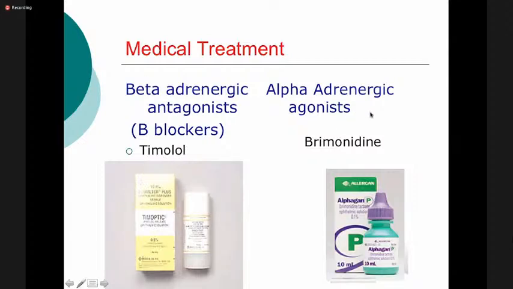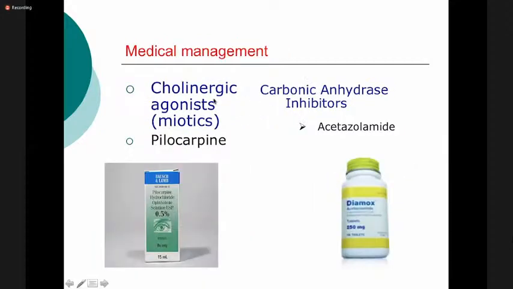We also have alpha adrenergic agonists. Mostly, we use brimonidine. There are different kinds of these drugs, but I'll just bring out the most common ones. We have cholinergic agonists, the miotics, pilocarpine, mainly used in angle closure glaucoma. Also, we have oral carbonic anhydrase inhibitors. Acetazolamide is the most common one. You'll hear us prescribing Diamox.